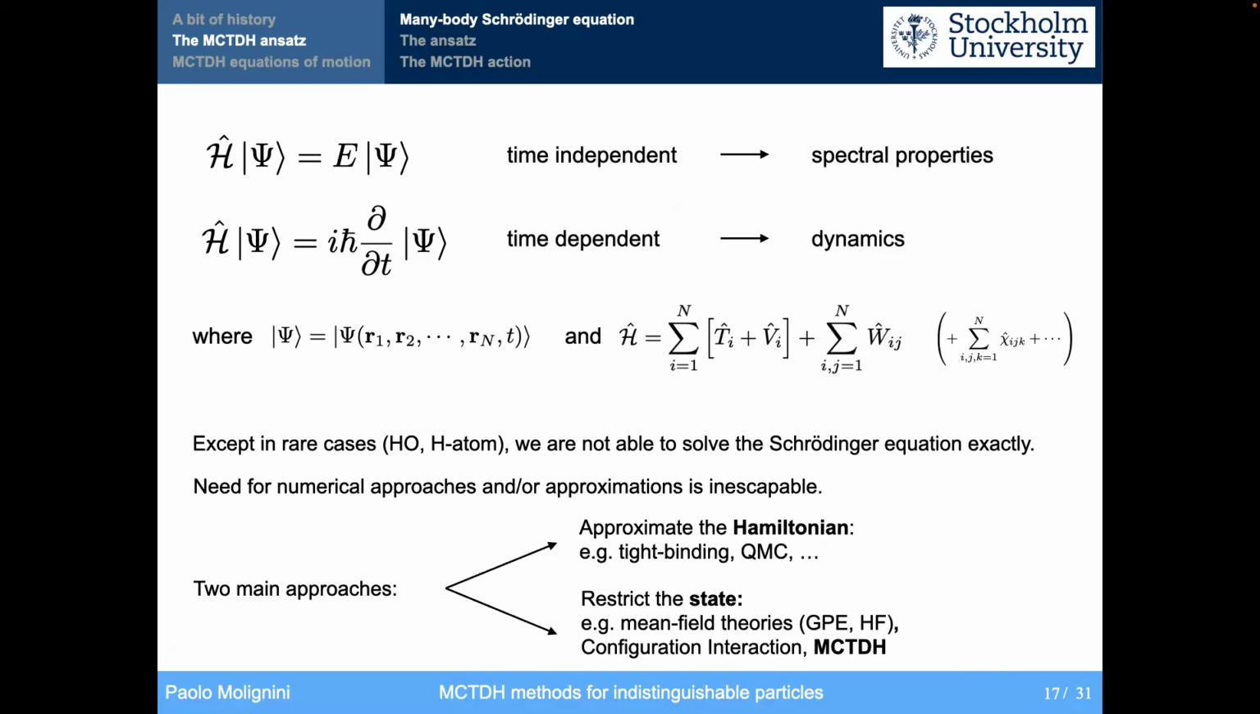And so all the mean field theories like Gross-Pitaevskii and Hartree-Fock are based on this principle, where you reduce the form that your wave function can have. Configuration interaction is another example. And MCTDH also falls into this category of finding a nice, easier decomposition of the state that you can handle.